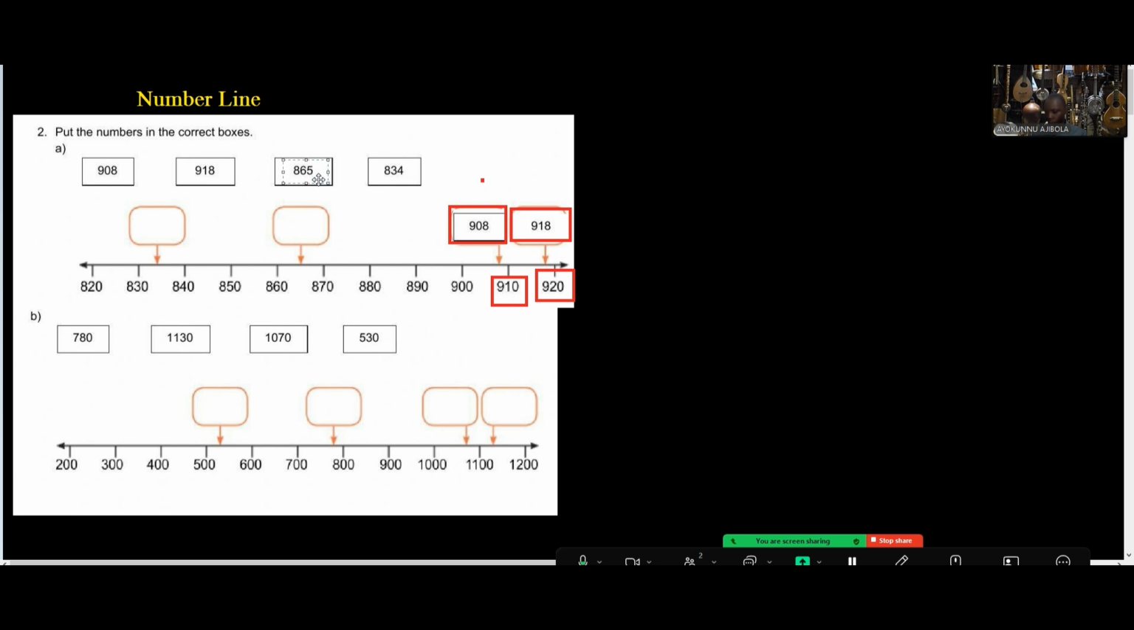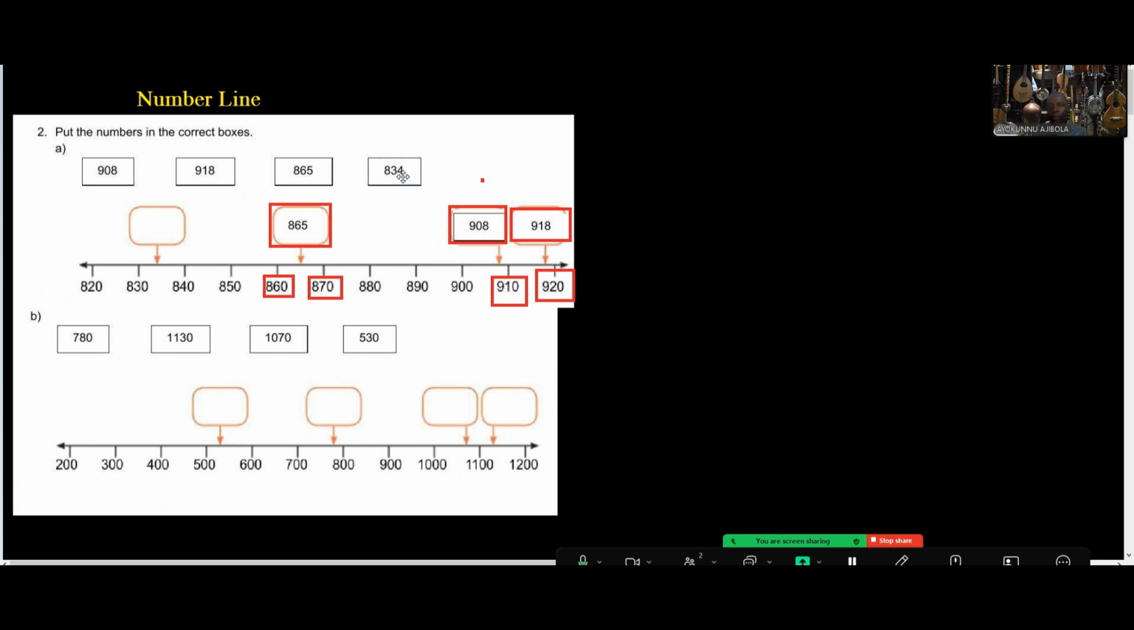Okay. So for the 865, we'll put it here because we can see 860 and we can see 870, and 865 is in between the two of them. Is that clear? Yes. And the last number, of course, is 834.